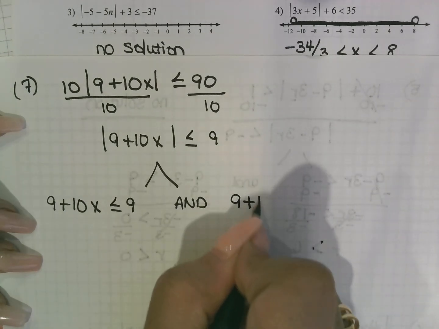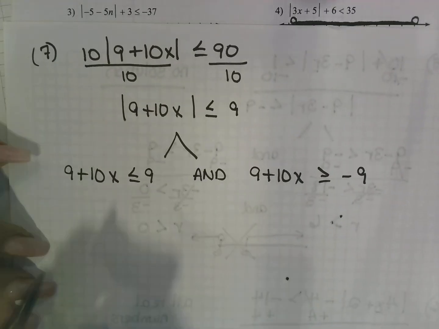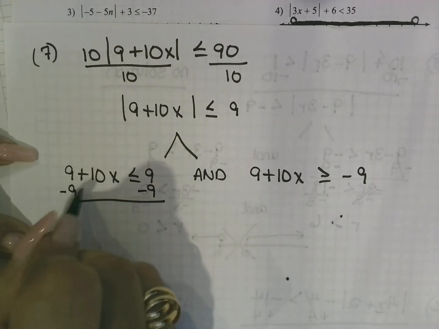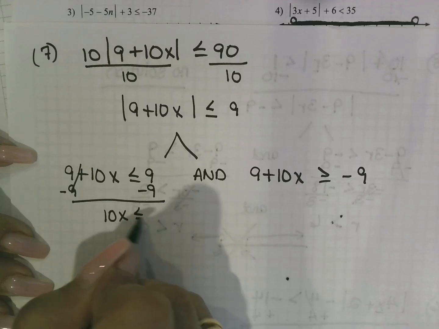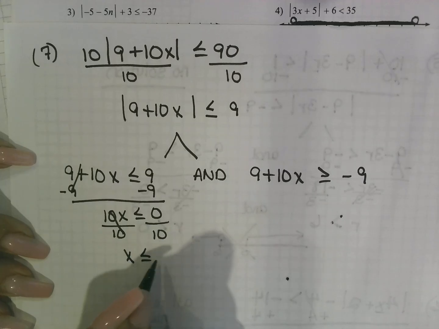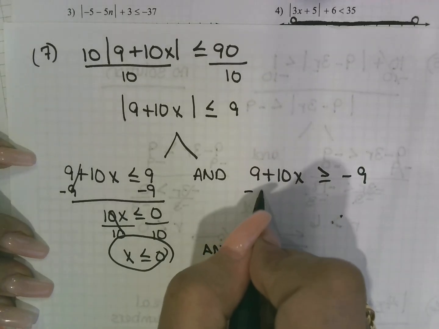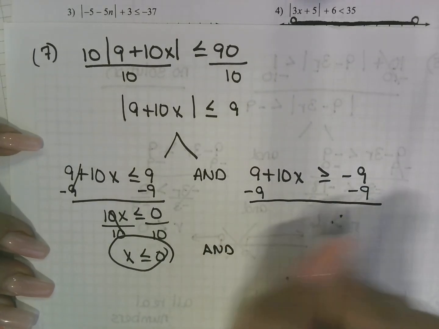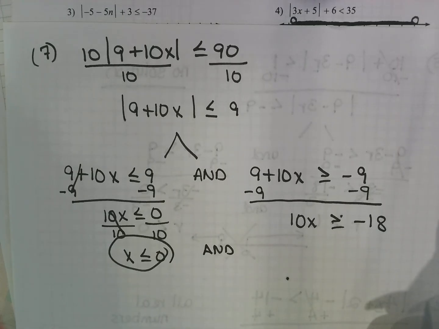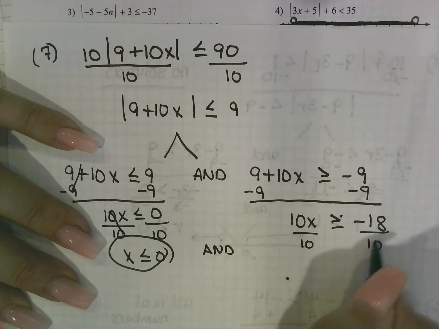Over here we have 9 plus 10x. Flip your sign and get the negative of the constant over there. I'm going to subtract 9 from both sides. 10x less than or equal to 0. Divide both sides by 10. x is less than or equal to 0. And over here, I'm going to subtract 9 from both sides. 10x greater than or equal to -18. I'm going to go ahead and divide both sides by 10.